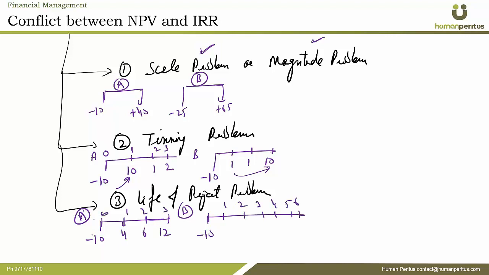1, 2, 3. So project B has a life of 6 years and not 3 years. So if there is a difference in life of the project, then also you might get a conflict between NPV and IRR. So guys, these are the 3 reasons because of which you get conflict in NPV and IRR.